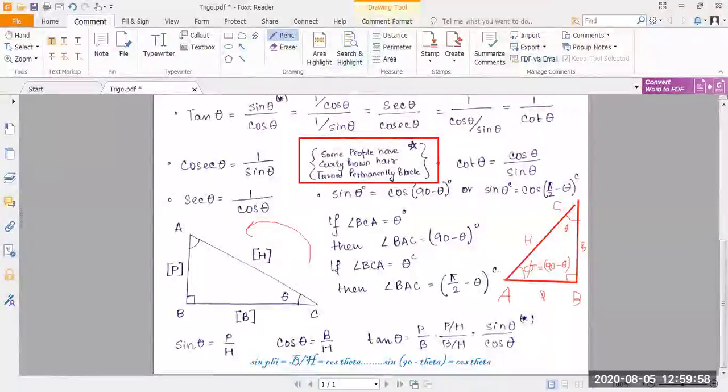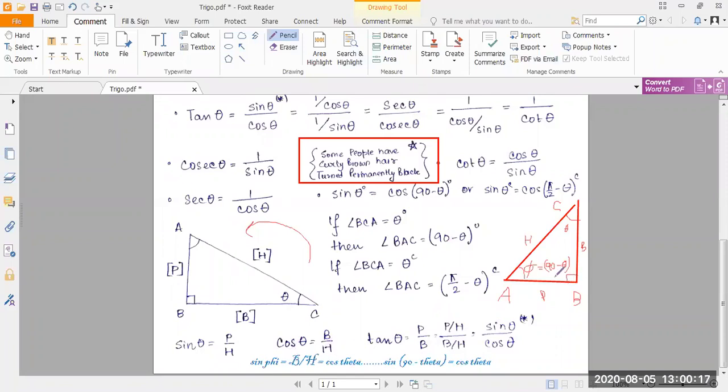So I was feeling rather upset with the fact that I couldn't fit what I wanted to write at the bottom of the page. So I wrote it. Sine phi equals b by h, as I mentioned in my previous video. And I have defined b by h as cos theta. So sine phi should be equal to cos theta.